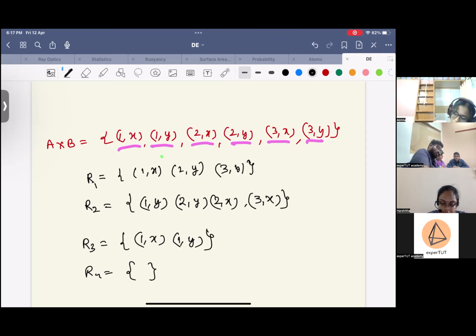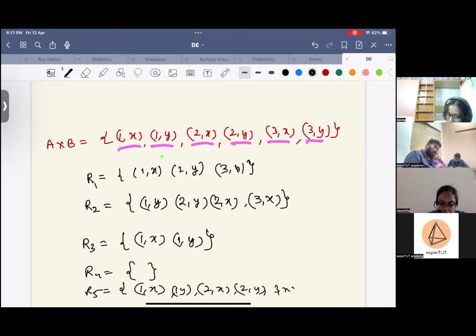R5 is the entire complete set: 1 comma x, 1 comma y, 2 comma x, 2 comma y, 3 comma x, and 3 comma y. Okay, write this also. This is R5. This is also a relation.